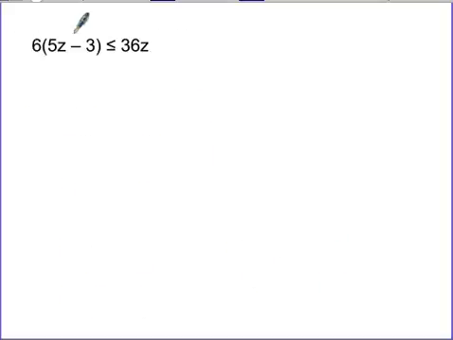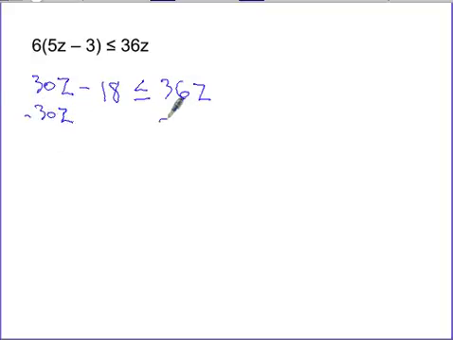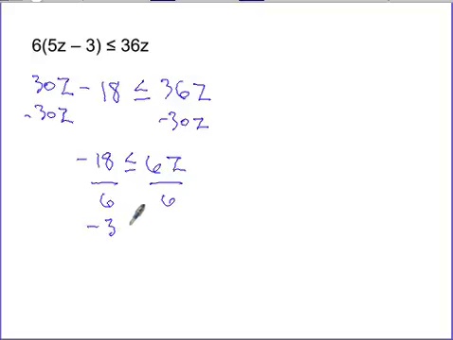All right, distributive property first once again. So 6 times 5z is 30z minus 18 is less than or equal to 36z. Minus 30z. Negative 18 is less than or equal to 6z. Divide by 6. Negative 3 is less than or equal to z.